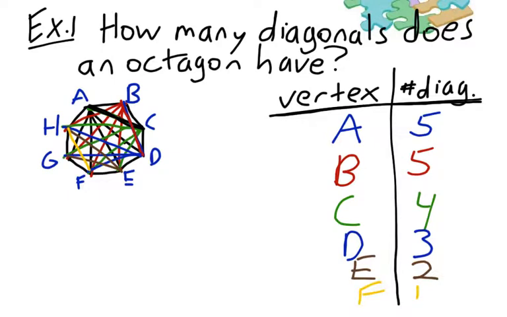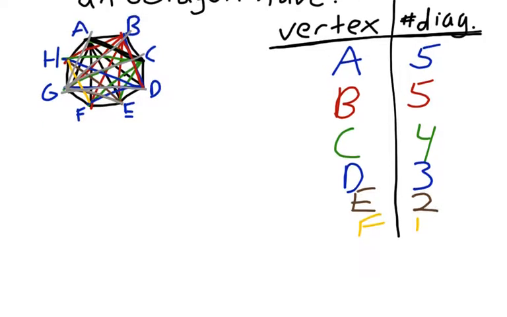And then G, you can just look at G. G already has everything going from it. So I already have G to A is used, G to B is used, G to C is used, G to D is used, G to E is used. So there's nothing for G, so G is just going to be 0.